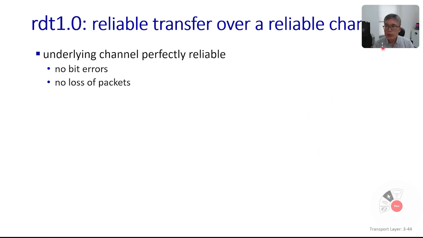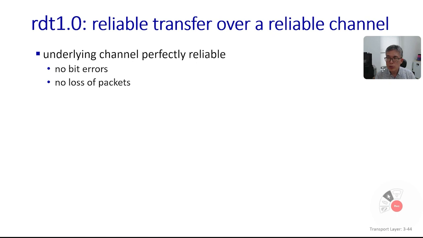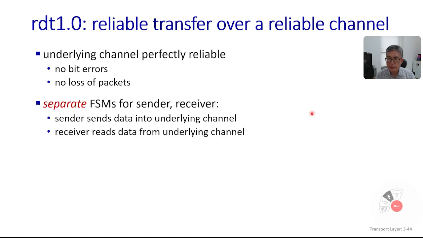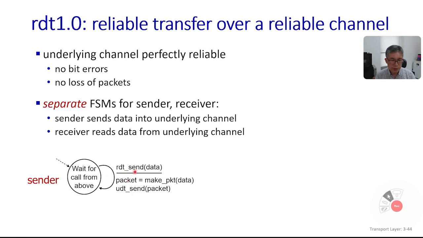So we have version 1 up to version 3. Version RDT 1 is reliable transfer over a reliable channel. The assumption is no bit error and no loss of packets on the underlying channel, a perfect channel. So in that case, it is very simple. We have a separate finite state machine for sender and receiver. The sender waits for a call from above, and if it receives data, it calls this function, makes a packet, and then the UDT send function call is used to transfer data.